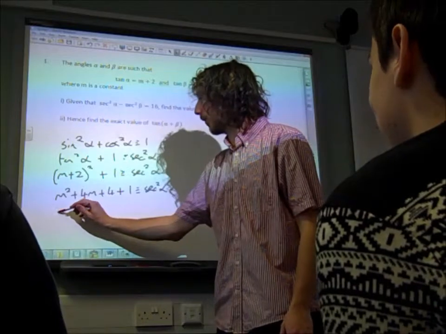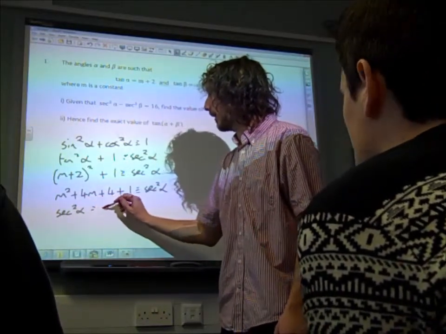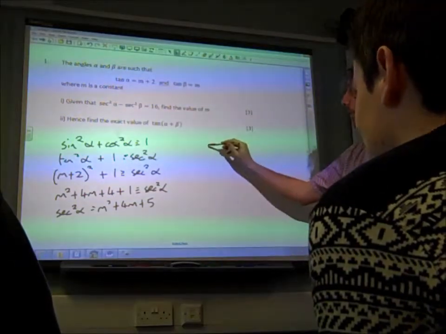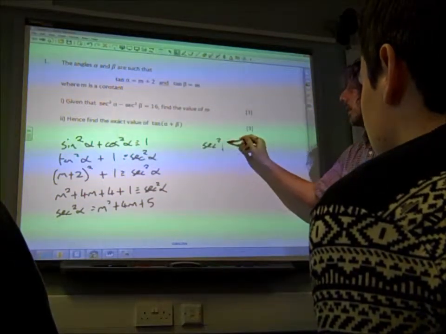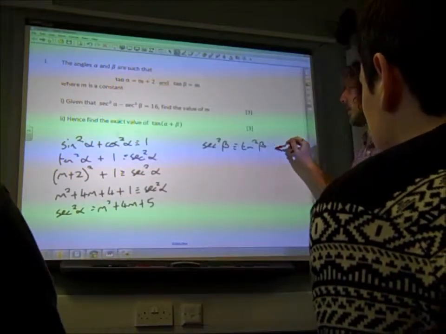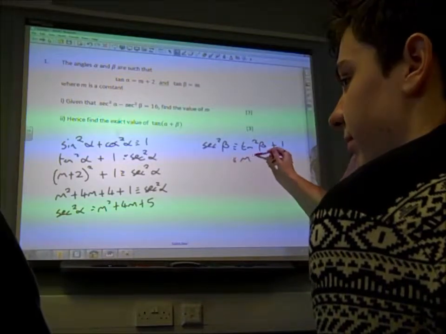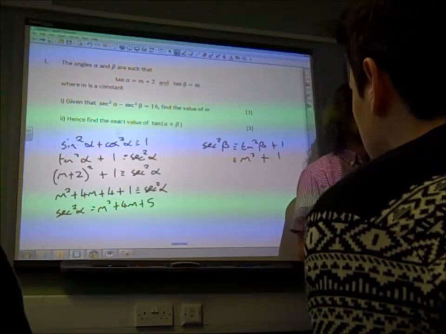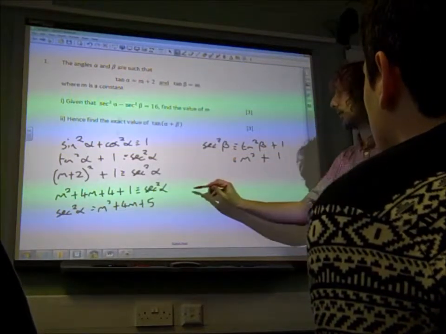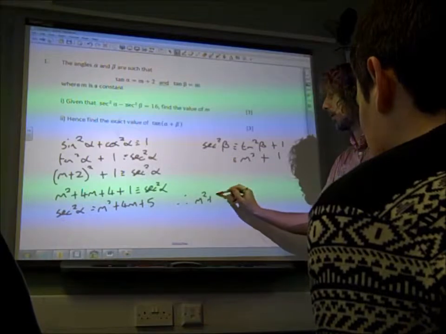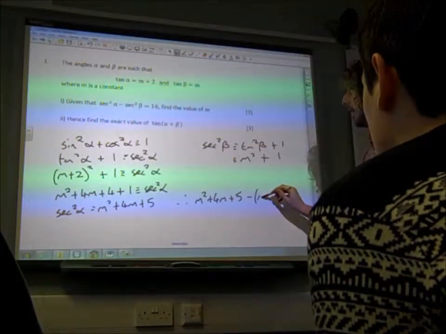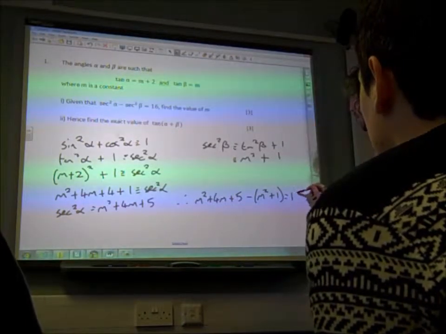That's good. So we've got sec squared alpha is m squared plus 4m plus 5. At the same time, we've got sec squared beta is also equal to tan squared beta plus 1, so that is m squared plus 1. If we put this together, these two things combine to give 16. So therefore, m squared plus 4m plus 5, take away m squared plus 1, is 16.